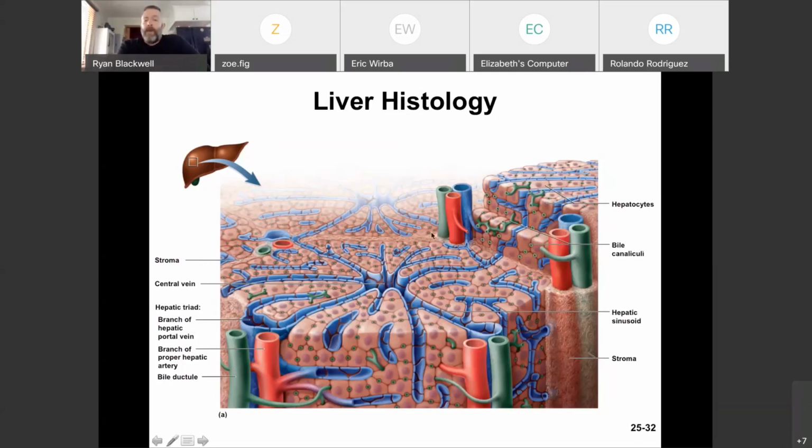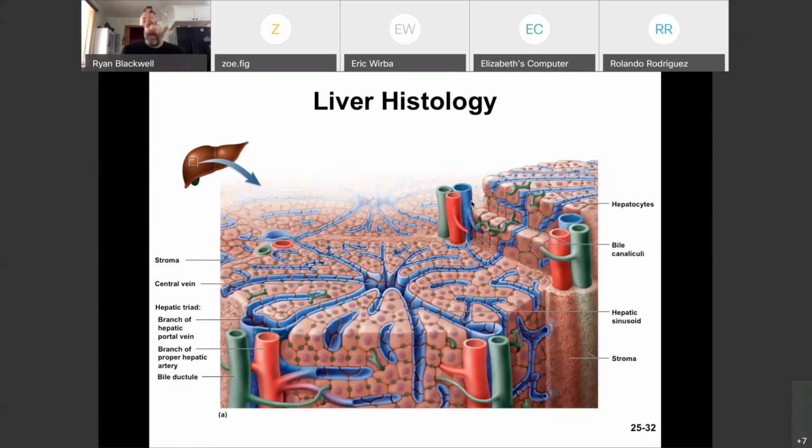Notice that at each corner of these liver lobules, we see three distinct vessels. Each group of three vessels forms what's called a triad. Now, these vessels, one blue, one red, one green, two of these carry blood in, one carries bile out. Starting with blue, these blue vessels I see at each corner of the hepatic lobule are branches off the hepatic portal vein. The hepatic portal vein is the vein that's bringing blood from the intestines to the liver.